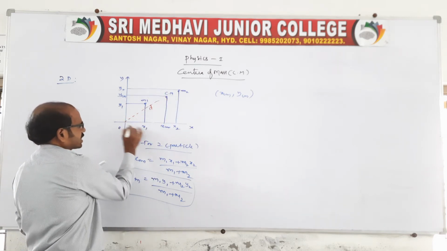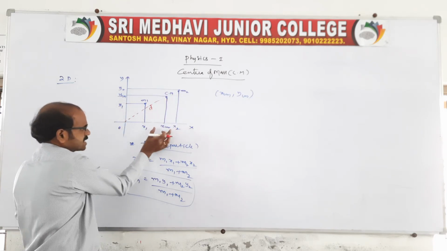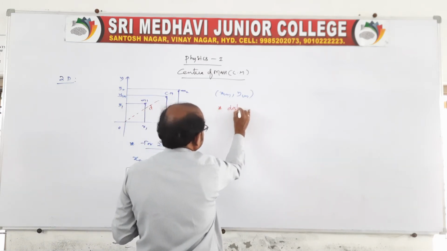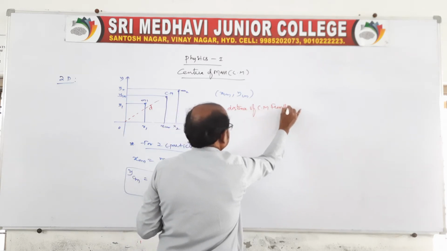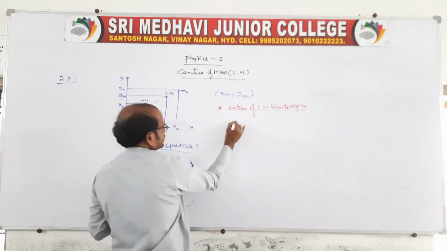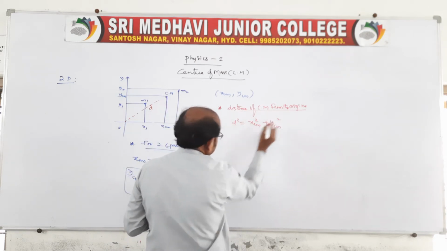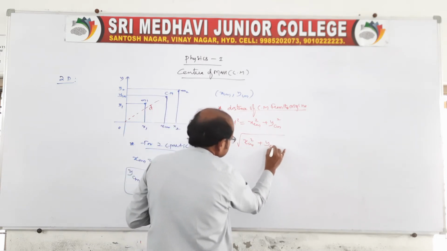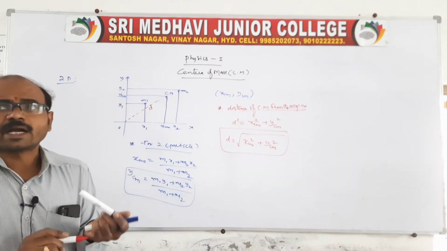It is like Pythagoras. There is the xcm position and the ycm position, parallel to the x axis and y axis. So the distance of center of mass from the origin applies Pythagoras: d square is equal to xcm square plus ycm square. So d is equal to root over xcm square plus ycm square. This is for the case of a two-dimensional plane with a two particle system.